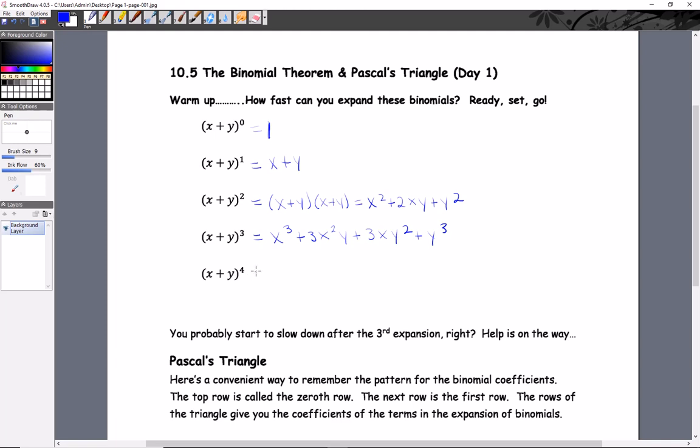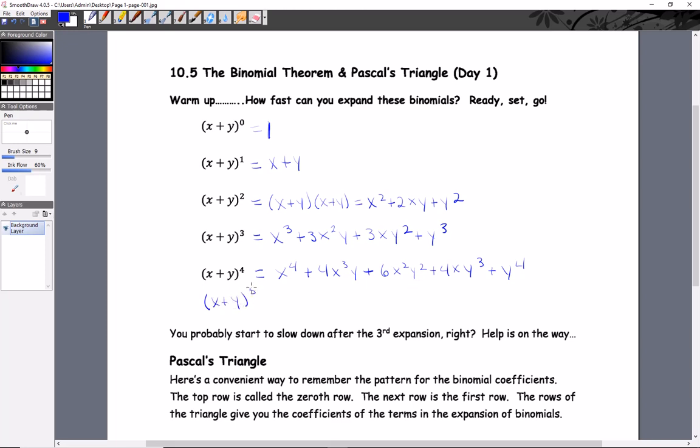So let's go ahead for the next one, because I know this pattern too. This will be x to the fourth plus 4x to the third y plus 6x squared y squared plus 4x y to the third plus y to the fourth. Again, the x exponents are dropping from term to term by 1. The y exponents are increasing by 1. And that's just a matter of knowing these coefficients. In fact, I can go ahead one better.